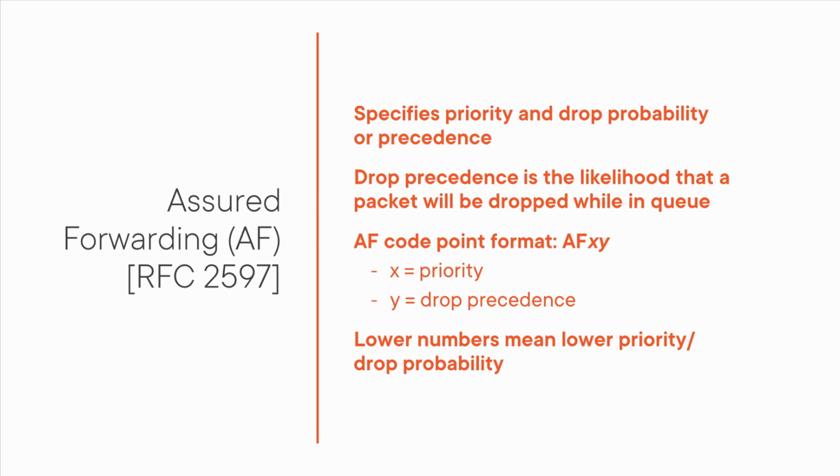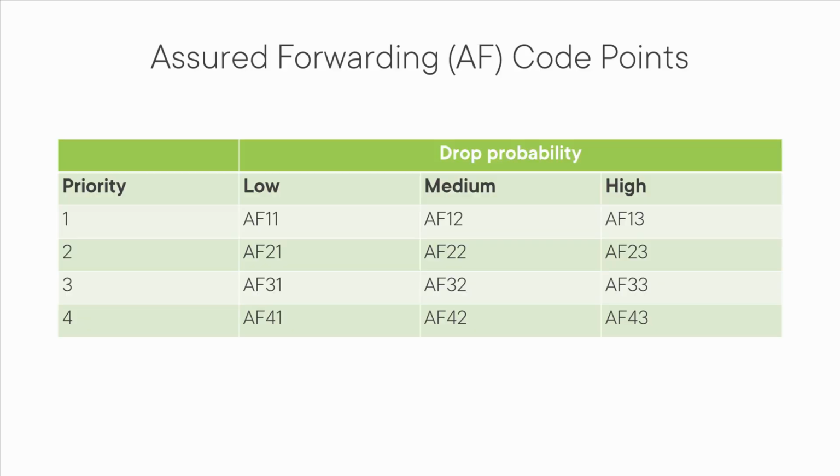AF has 12 different classes, 4 priority classes and 3 drop probability classes. AF code points use the format AF_XY, where X is the priority and Y is the drop probability. Lower numbers mean lower priority or probability. Higher numbers mean higher. Let's look at an example.